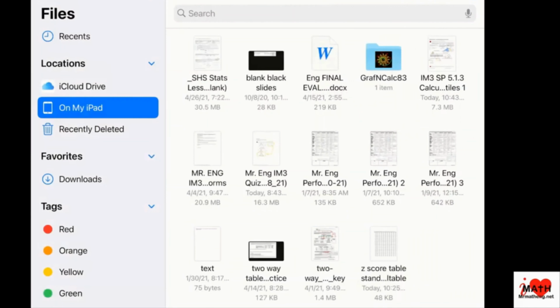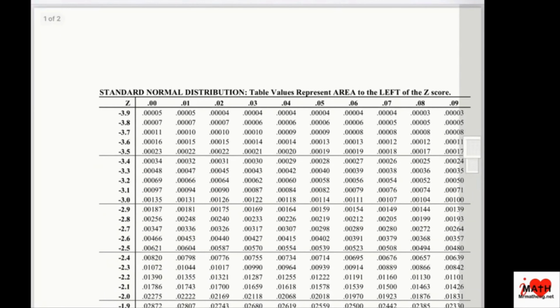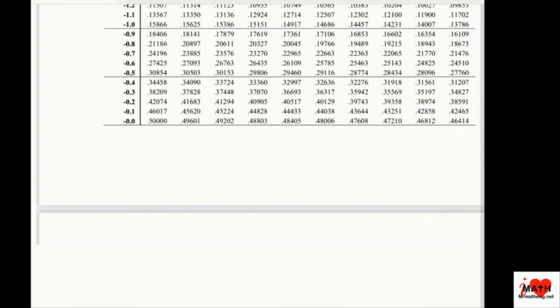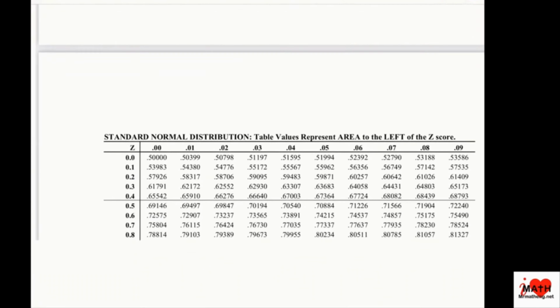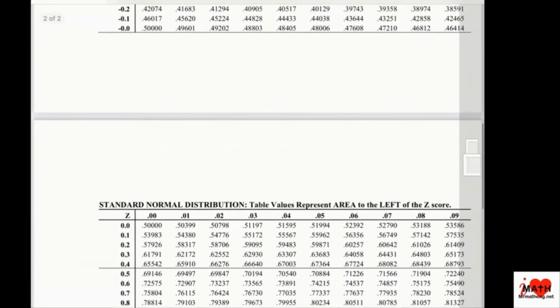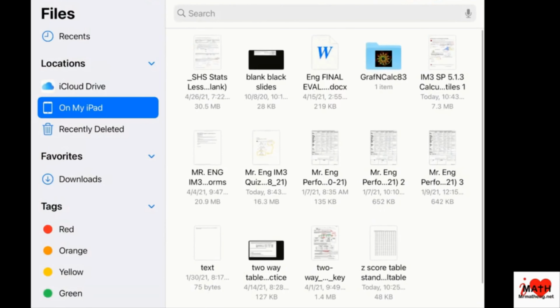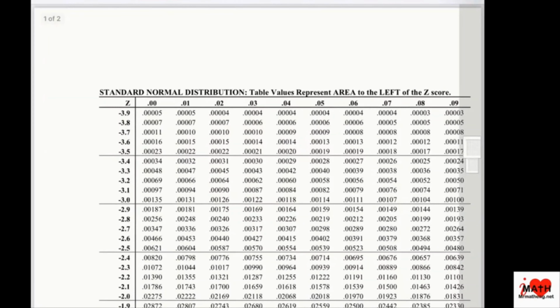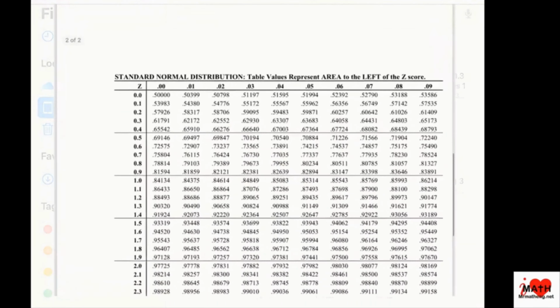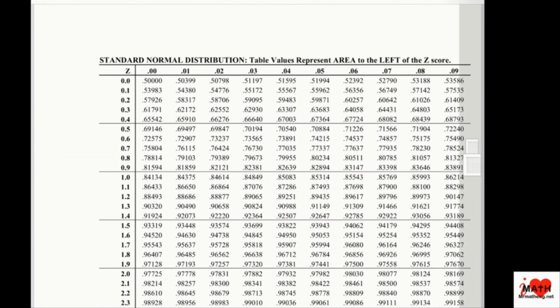Let me press done. And we need to find that 0.5. So you'll recognize that the z-scores over here are negative. And we go over here, I'm looking for one that's 0.5. Okay, so this would be here and here.